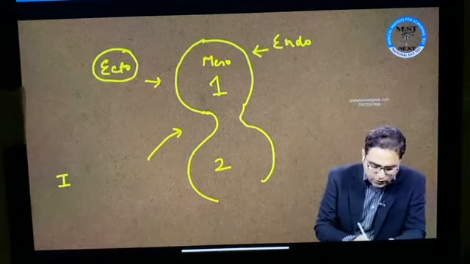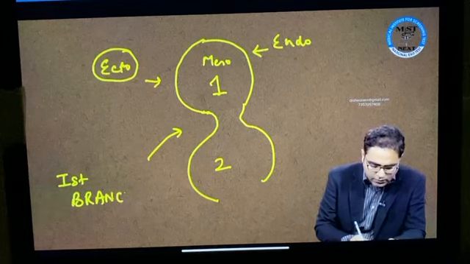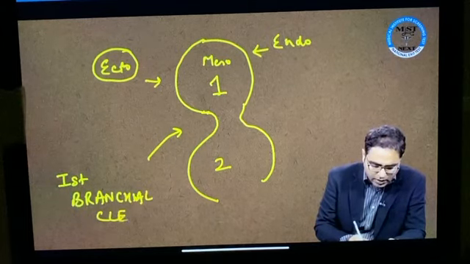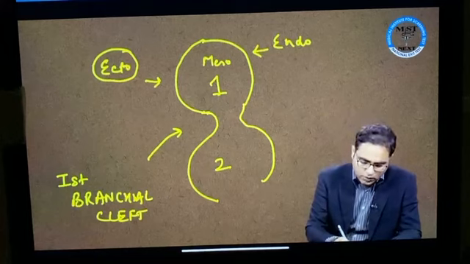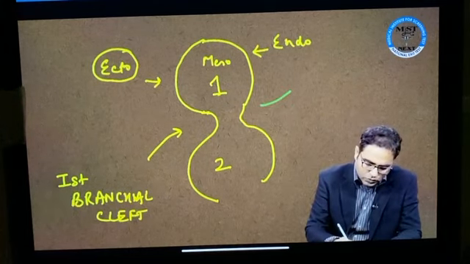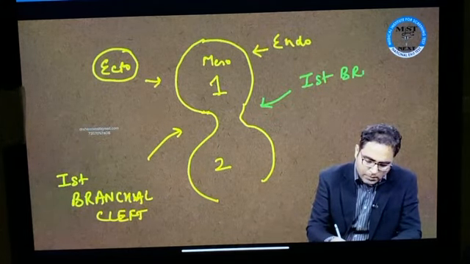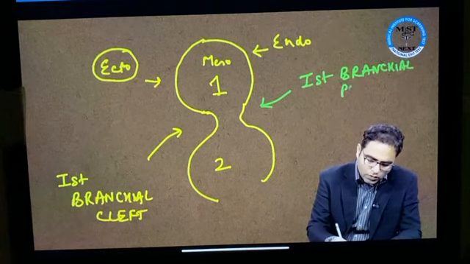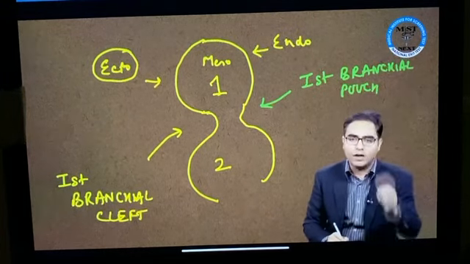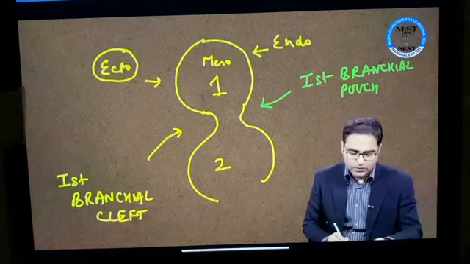Now this is actually the first branchial cleft. And this one is the first branchial pouch. Between the two arches, inside is the pouch, outside is the cleft. Am I clear? Please see on the screen, let me enlarge it for you.